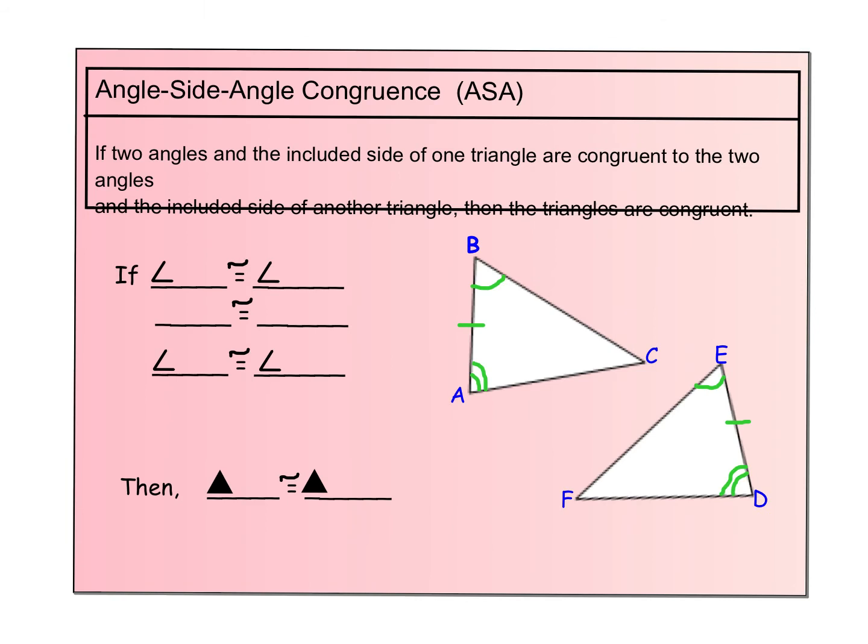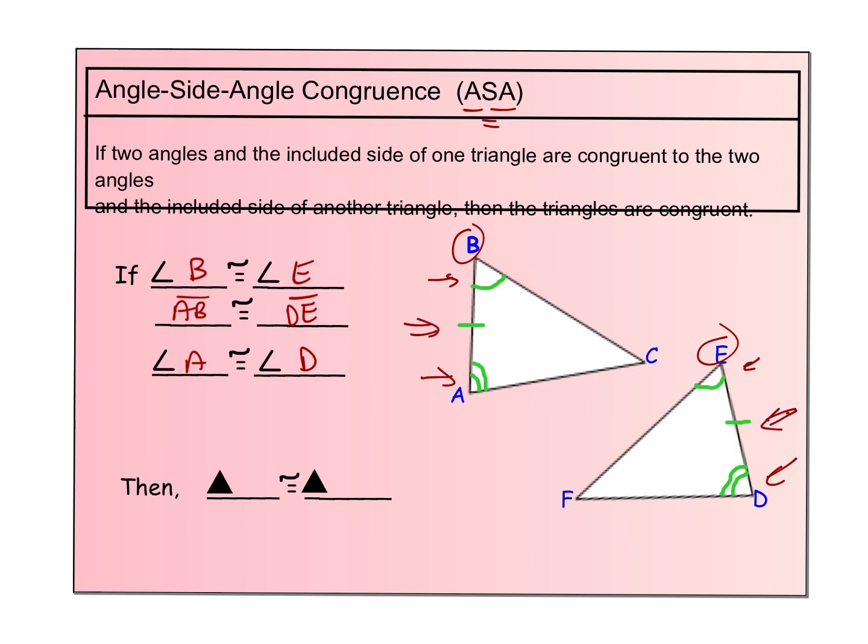So now angle-side-angle, just kind of a flip around. Instead of two sides and an angle, now I've got two angles and a side. All right, so angle B matches up to angle E. I've got AB matches up to DE. And I've got angle A matches up to D. So now notice, it's two pairs of angles and the side included.